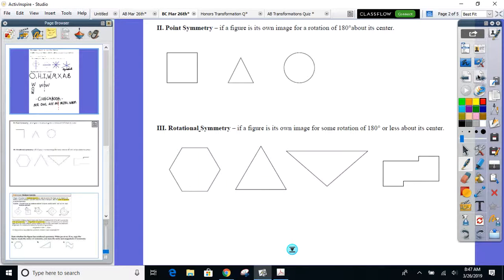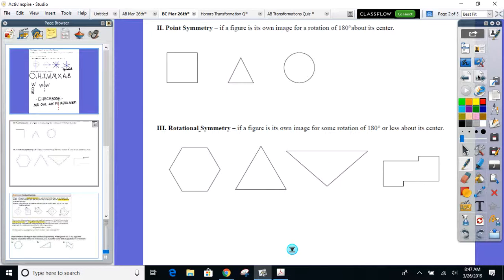Second type of symmetry: point symmetry. Take a look at the definition there. It's its own image after you rotate it 180 degrees. So bottom line, you turn it upside down, and it's the same figure we started with. So you see the square, that would have point symmetry.